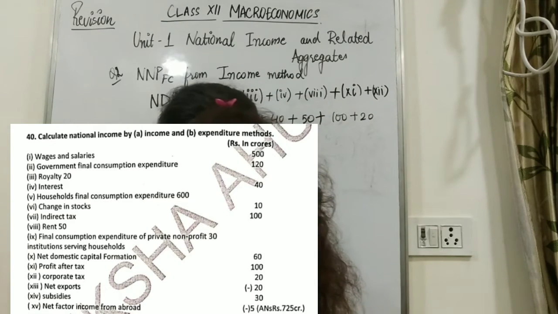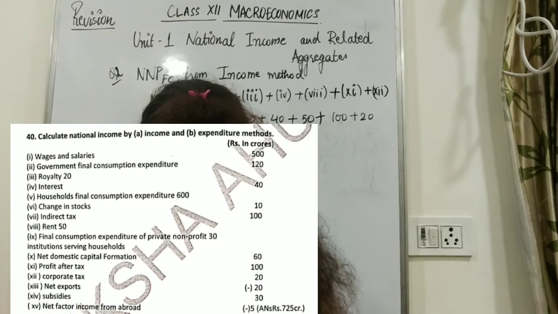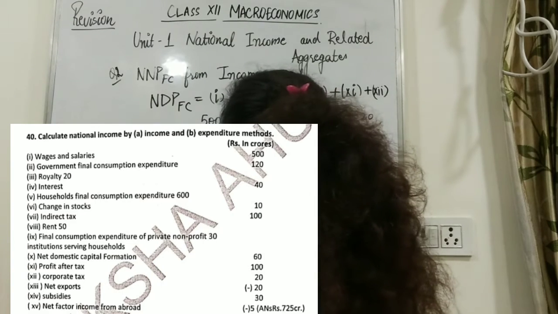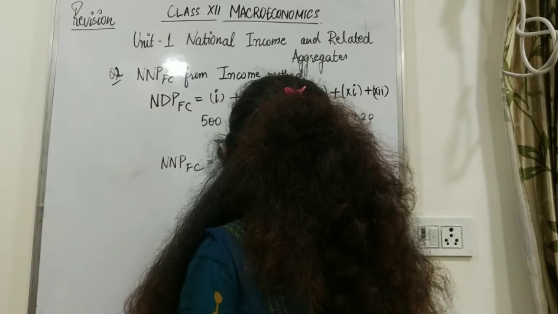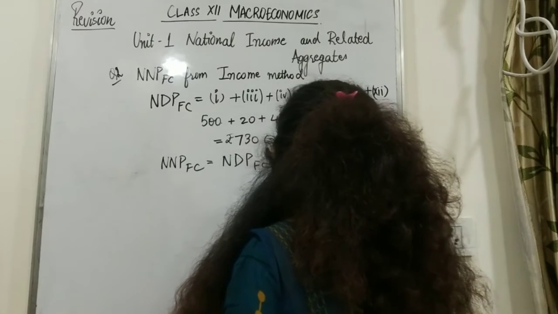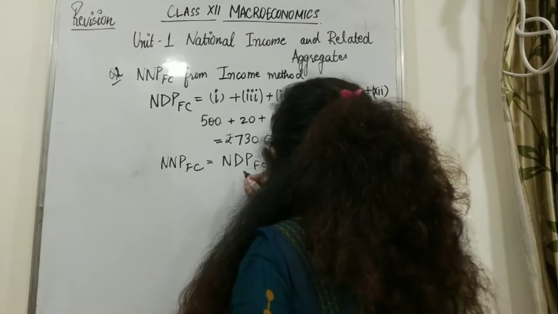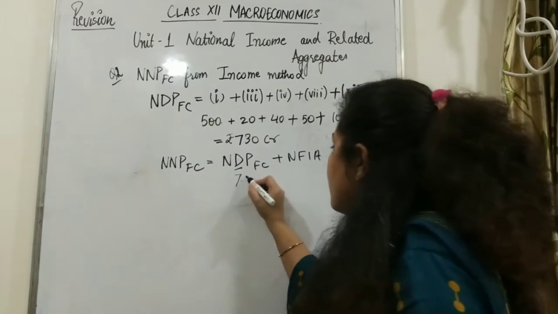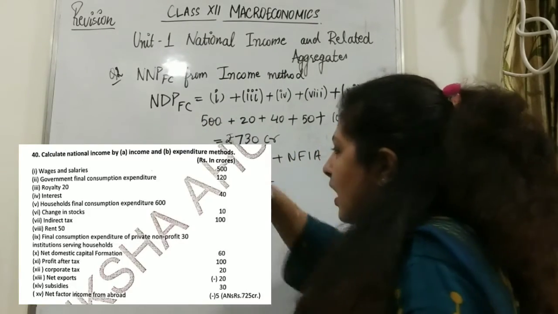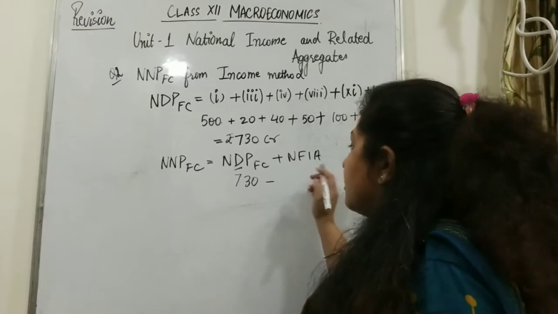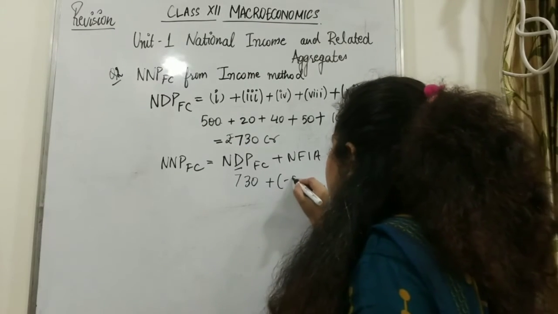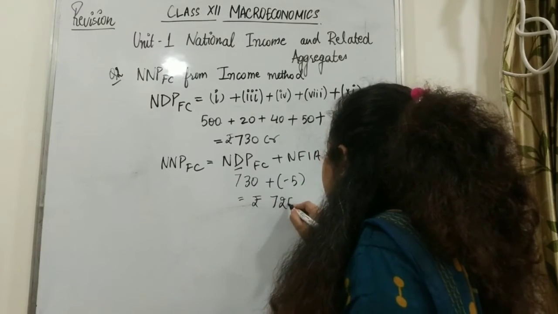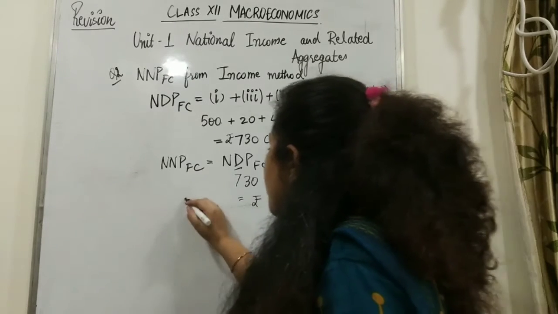Then after that, let's calculate NNPFC that you will get from NDPFC plus NFI, net factor income from abroad, because we need to go from domestic to national. So 730, and just have a look on the last number. NFI, net factor income from abroad, is given to be minus 5. So the answer will come out to be 725 crores from income method.